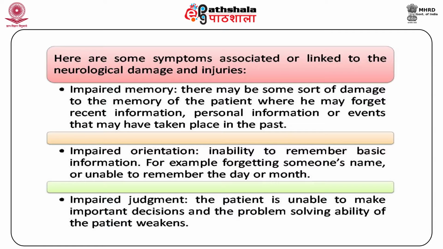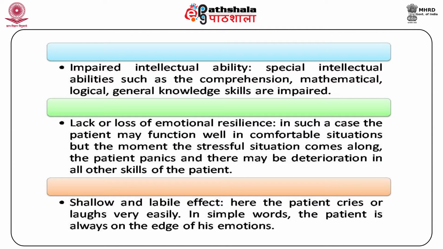After the accident or with brain injury, one may also have impaired orientation, that is, inability to remember basic information. For example, forgetting someone's name or being unable to remember the day or month. Then one may have a problem in judgment, which we may call impaired judgment. The patient is unable to make important decisions and the problem-solving ability of the patient weakens, which may include impairment in special intellectual abilities such as comprehension, mathematical, logical, general knowledge skills, etc.